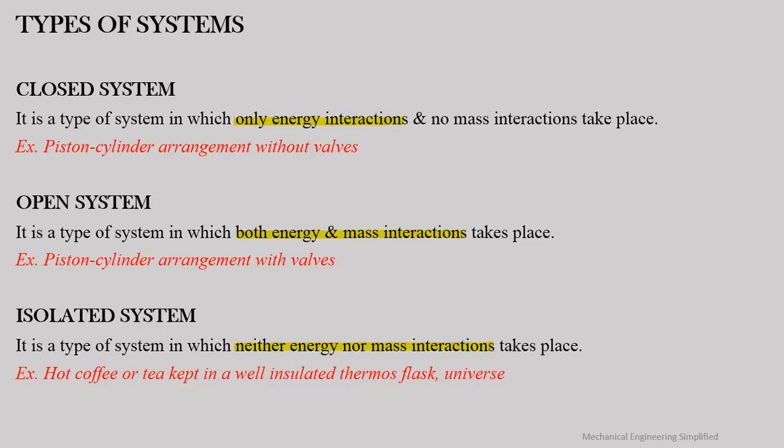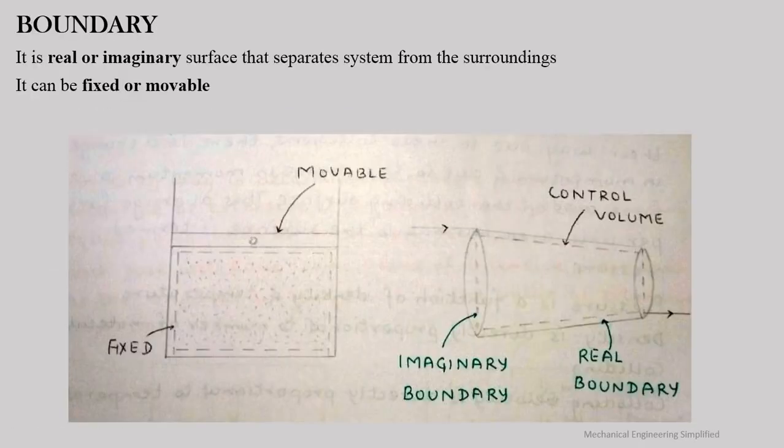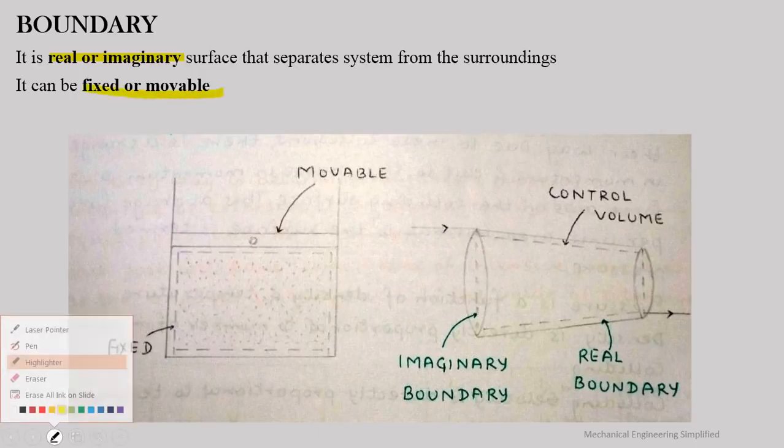However, there is one more example, that is the universe. The whole universe is an isolated system. How it is, we will see in the further lectures. Then we have boundary. We have the system and the surrounding, and the part or surface which separates them is known as boundary. It can be real or imaginary, and it can also be fixed or movable. How is it? Let us see.